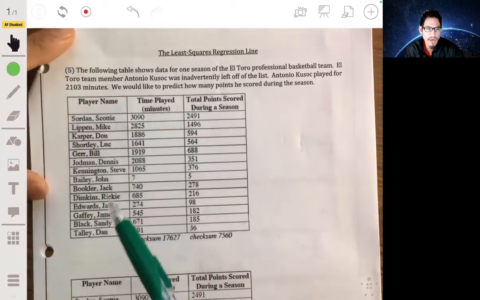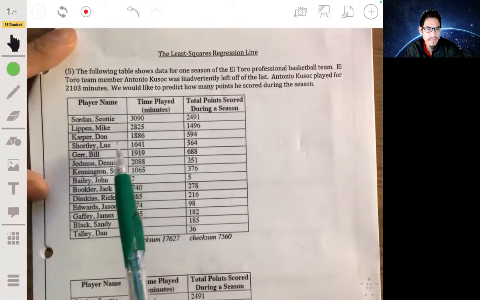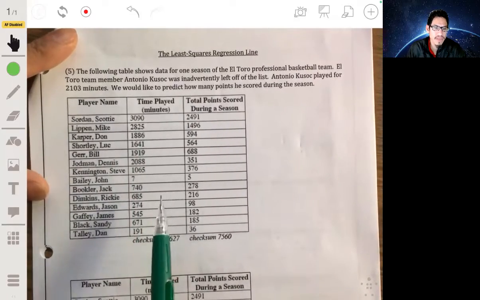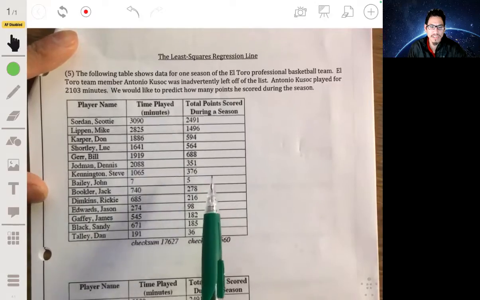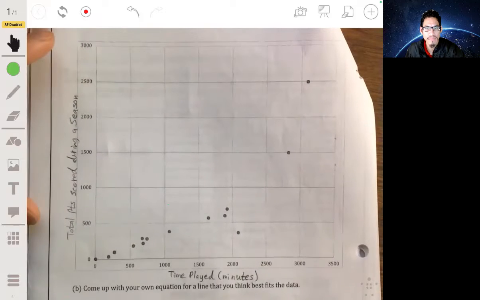So to get our understanding down of the least squares regression line, we're going to work with this data where we have some basketball players with their time played in minutes versus their total points scored during the season. And we're going to look at a scatter plot of this data already made for you here.